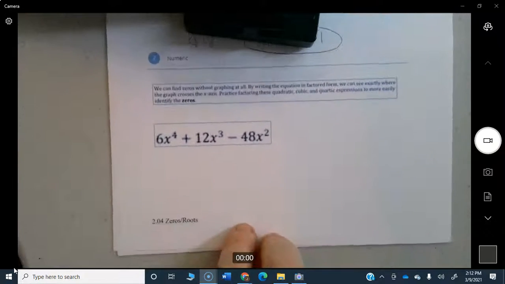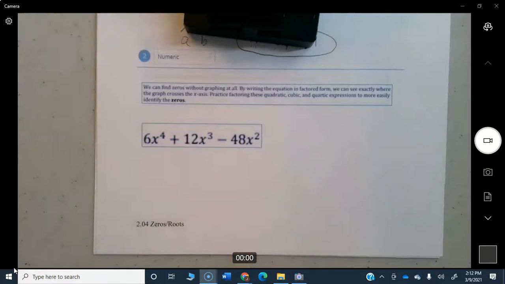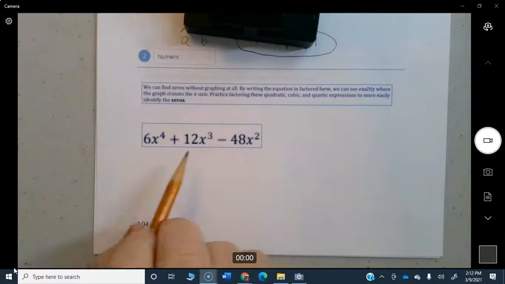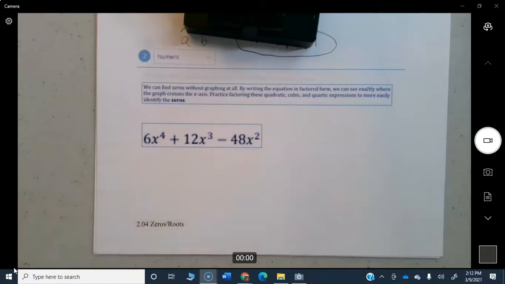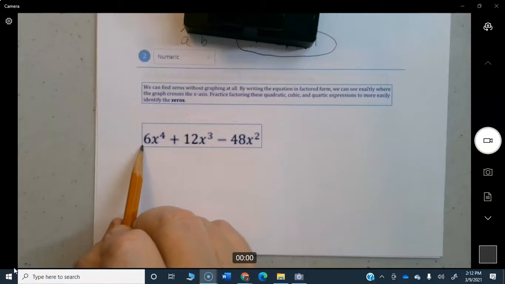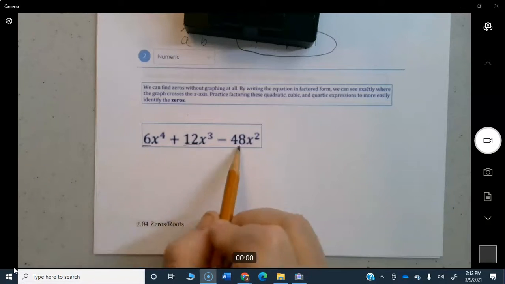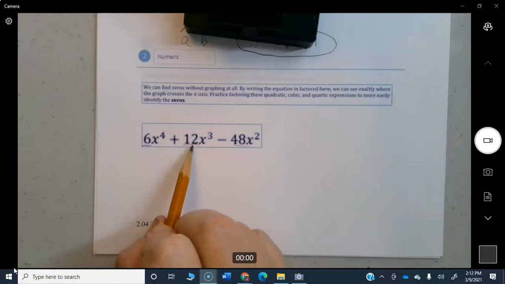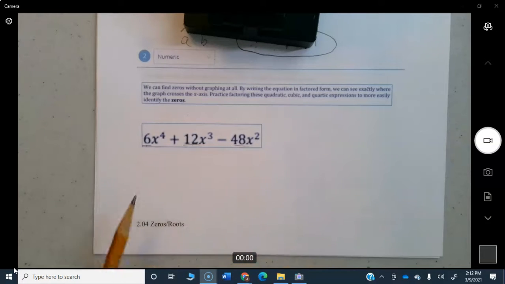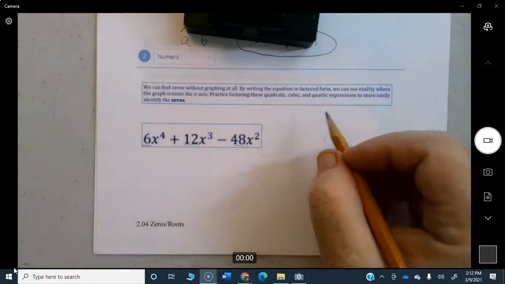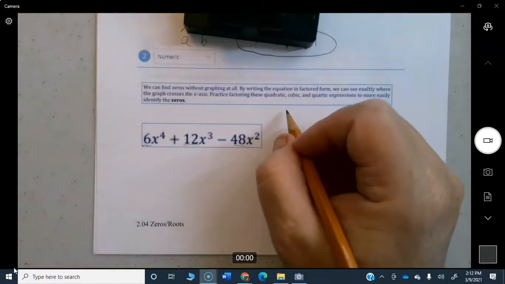Okay, let's do another. So we have to fully factor this just like lesson 2.02. Some of you may be able to see that 6 factors out of all of these. It goes into 6 one time, it goes into 12 2 times, it goes into 48 8 times. But what if you couldn't see that? Then what you can do is, let's remember how to do this, a factor tree.